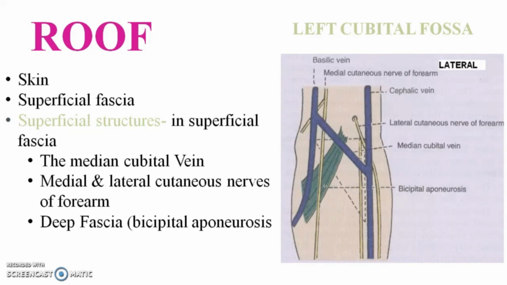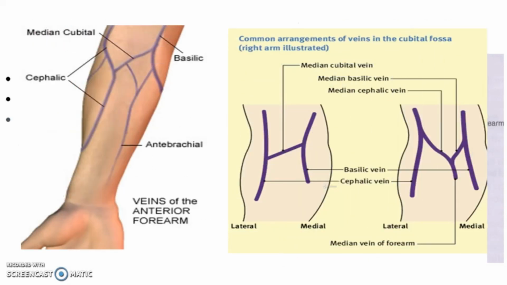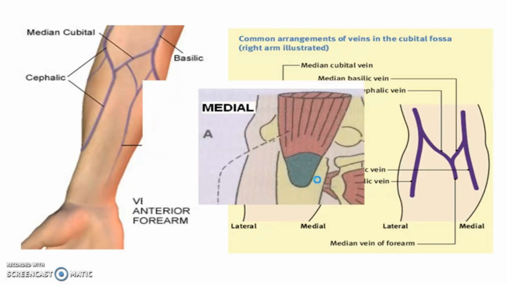And in the deep fascia again we will be getting one thickening. That thickening will be called the bicipital aponeurosis. And now here in this image you can make out the median cubital vein. So in a cadaver, if you are seeing, we can make out two patterns of the median cubital vein, either H pattern or else we will be having M pattern. So these two patterns are common to occur in the shape of the median cubital vein.